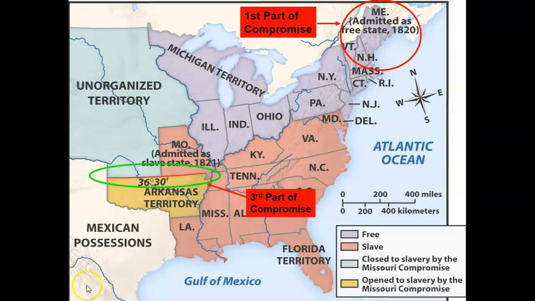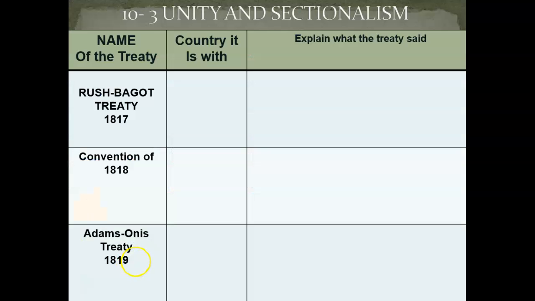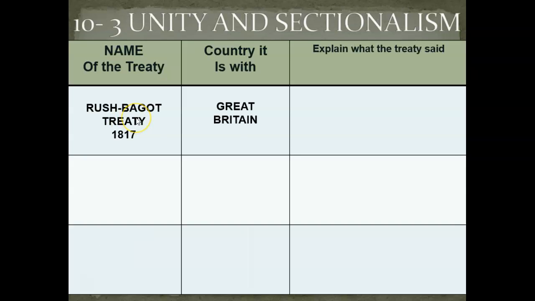Okay. Now we move into the various treaties that were talked about in this section. And so some of the lines on the map and issues get dealt with. So the Rush-Bagot Treaty is in 1817, and that is with Great Britain. Now, there's three of them. Two of the three are going to be with Great Britain because obviously Great Britain is one of our bordering countries at the time. You have British Canada.